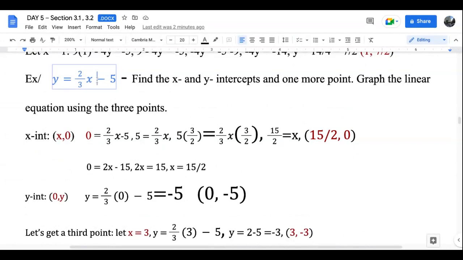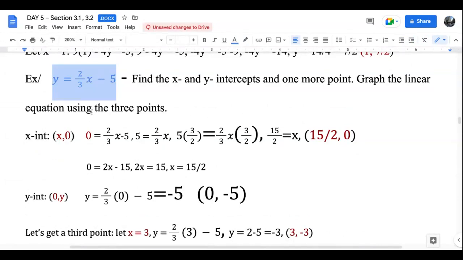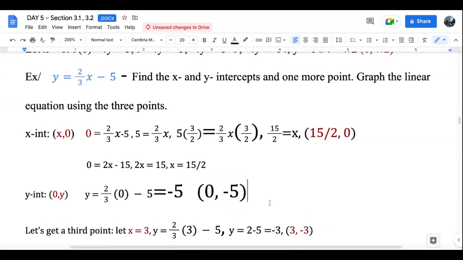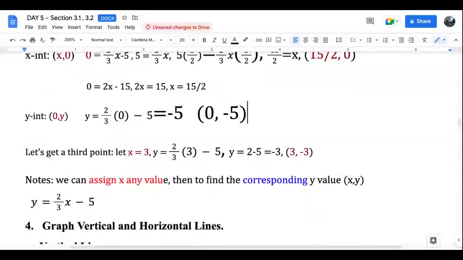Well, y-intercept is obvious because this -5 gives us that, because if x equals 0, 0 times 2/3 would be 0. 0 minus 5 would be -5. So that's why this is called slope-intercept form. Intercept means y-intercept. The x value is 0. So 0 comma -5. Usually we want to get the third point, right? We'll assign x to be 3 because we want these 3 to cancel the 3 in the denominator. And then we get 3 comma -3 as the third point, as a checkpoint.